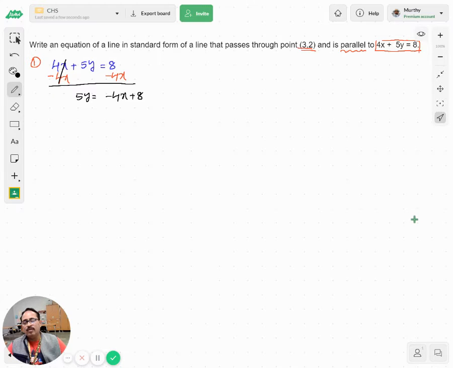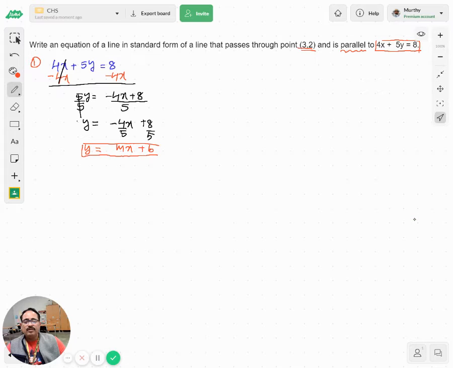Then how to eliminate 5? 5 is multiplying with y, so divide by 5 on both sides. Then y equals negative 4x plus 8 over 5. So I'm separating the denominators. Now, this is in the form of y equals mx plus b.